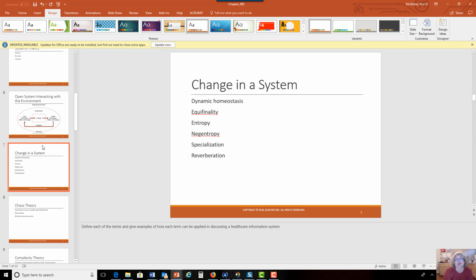Entropy is the tendency of all systems to break down and not do well. And eventually things do wear out, but entropy can be because the system wasn't set up correctly, because not every possible problem was identified, maybe the equipment wasn't appropriate. And then negentropy is the opposite. That's the tendency of systems to grow and develop.